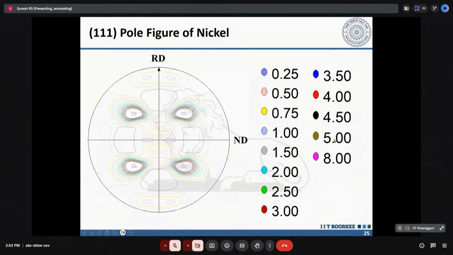That also goes for all other iso intensity values indicated over here. So depending upon whatever is the highest number over here, that is going to indicate the strength of the pole figure, or how strongly the given material has preferred orientations, or a texture.